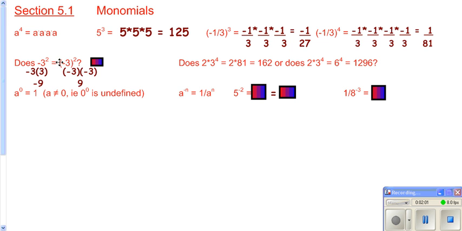So two totally different meanings here. So if you want your calculator to do this, make sure you use the parentheses. If you type it in like this, it'll give you the wrong answer. So these are not equal.